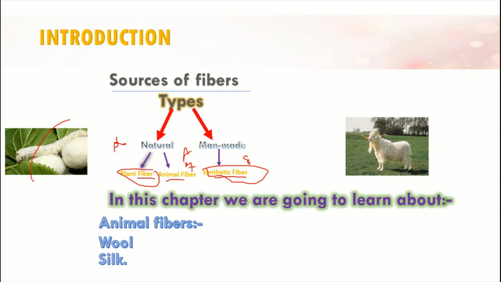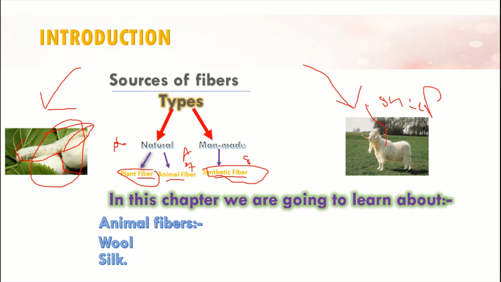So what are we seeing here? This is the silk moth and this is the cocoon, right? This is the cocoon made by the silk moth. We will learn about these very soon, right? And this is a sheep, right? So why is the sheep picture here? Because we get wool from this sheep.